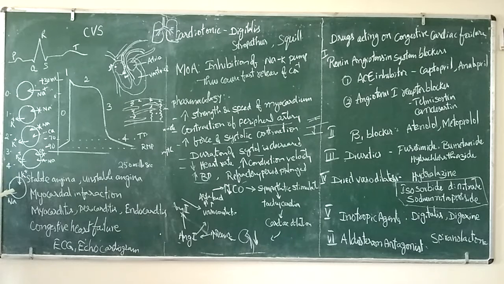So at phase 4, the positive charge sodium is going to be effluxed and the entry of the potassium is going to take place. So that is called the resting potential. For this whole process, it will take only 250 milliseconds.